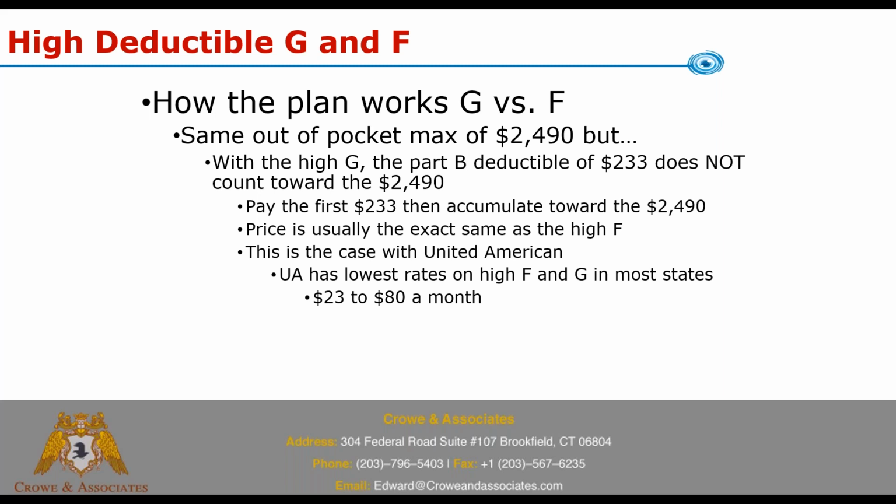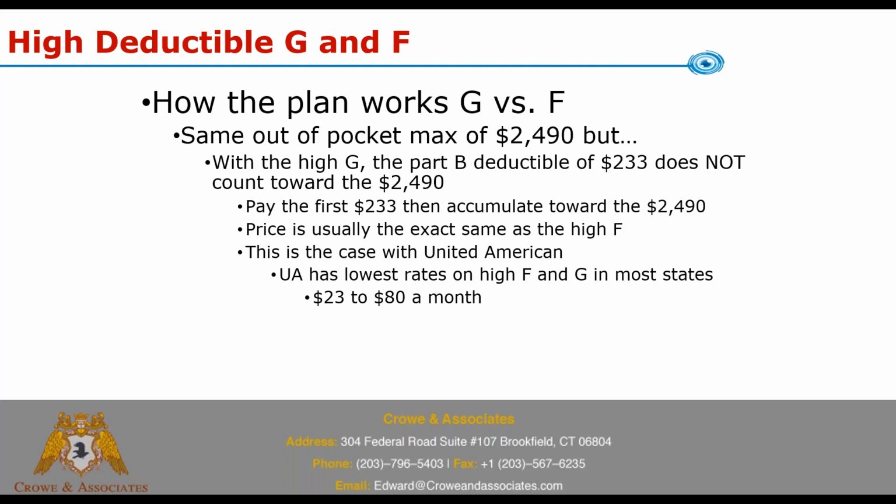So basically, on high deductible G, the person pays for Part B services, the Part B deductible $233. Then after that, they're accumulating towards the $24.90. When it comes to high G versus high F, the pricing is usually almost identical from company to company between the G and the F.